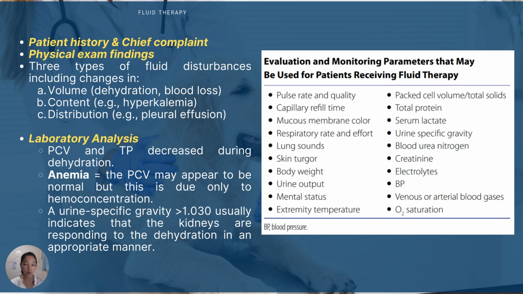Next, we have to check for the mucous membrane color. So if it's pale, it may be a sign of anemia, while if it has a tinge of blue, then there might be a problem or poor perfusion.